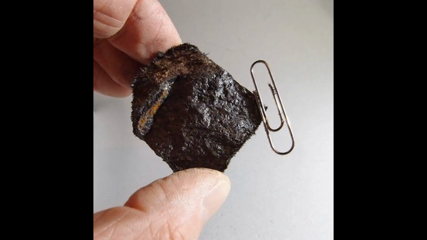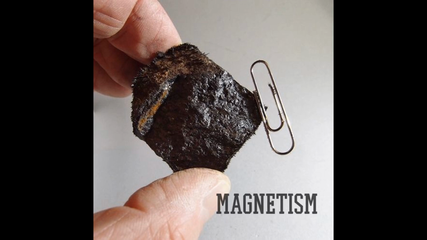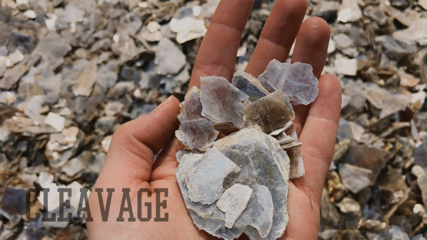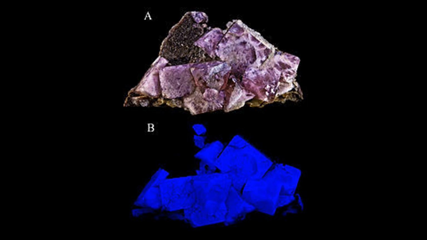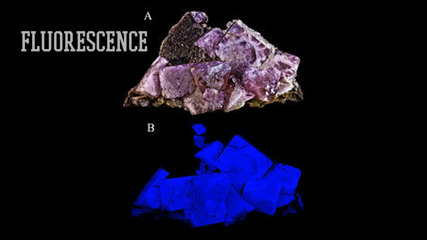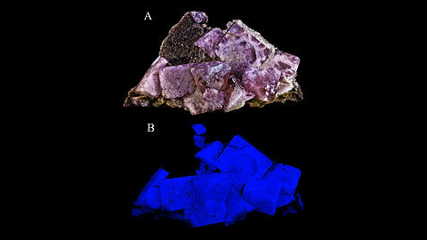There are other properties or characteristics of minerals we can use to identify them. Magnetism is one. Magnetite, for example, is magnetic. Cleavage is another. Cleavage is basically how the mineral breaks. Mica has platy cleavage, so it appears in thin sheets. Fluorite and calcite can be fluorescent. These are some of the ways that we can identify minerals.